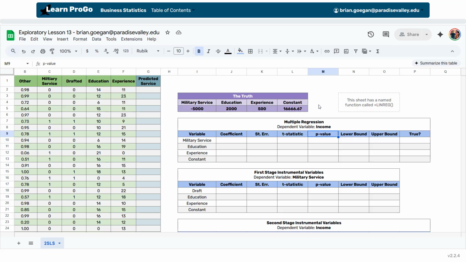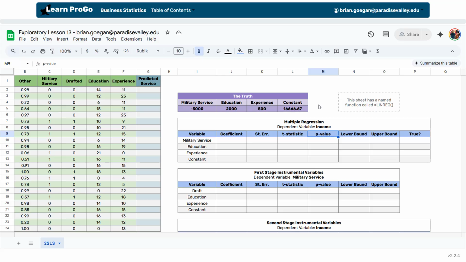Sometimes that's not possible. Sometimes we can't do a randomized controlled trial. For example, we might wonder, what is the effect of military service on someone's income later in life? You're not going to do a randomized controlled trial for that. You can't randomize a trial where you put someone through military experience that takes years and years.